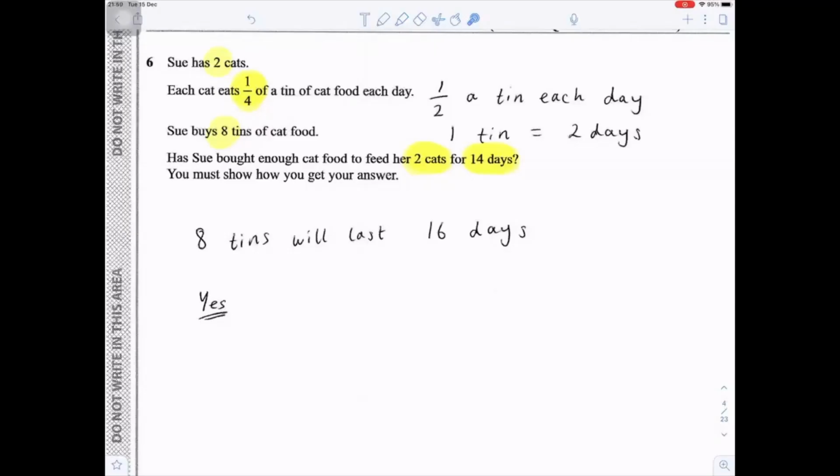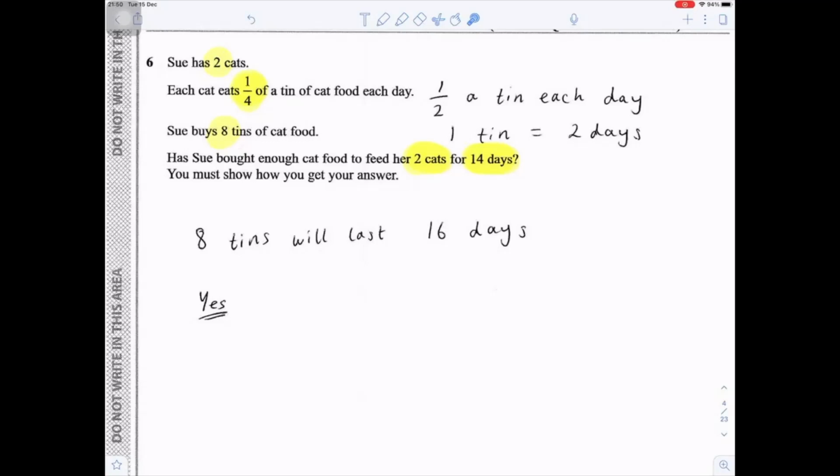Sue has 2 cats. Each cat eats 1/4 of a tin of cat food each day. Sue buys 8 tins of cat food. Has Sue bought enough cat food to feed her 2 cats for 14 days? You must show how you get your answer. So 1/4 of a tin for each cat for each day. So 2 times 1/4 is the same as 2 divided by 4, which is a half. That's how we got half a tin eaten each day by the 2 cats.